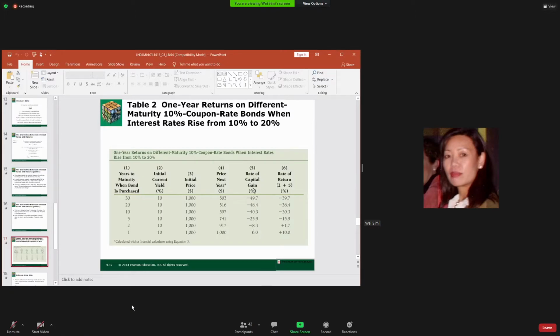Okay, good. So here it's showing you the capital gain or loss due to interest going up. The long-term bond loses the most. The long-term bond goes down like this one, 30 years versus 2 years. For 30 years, it's almost 50%. Half the money is gone, right? That's the loss.